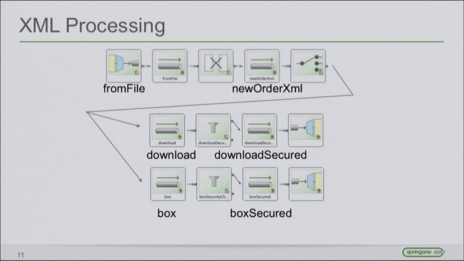Okay, so that's our architecture. We get a file, we transform it into an object, we route it depending on the type, and we finally ship it. That's it. So what has that to do with injection?